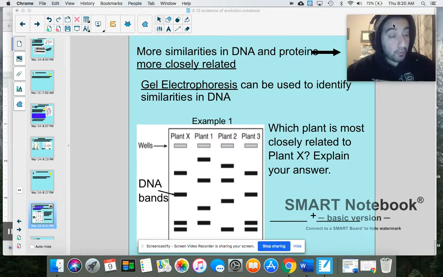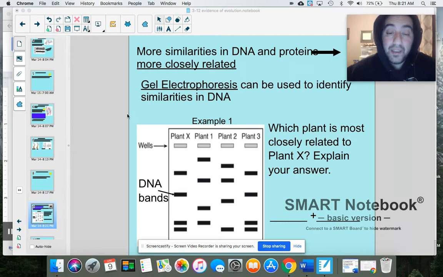Okay, so getting back to the lesson, let's take a look at the first example of what gel electrophoresis looks like. So what we have here, we have a plant. Let's call it plant X. All right, we don't know the name or the identity of this plant, so we're using the letter X to represent it. It works in columns. So plant X, this is the DNA strands, or we call them DNA bands.